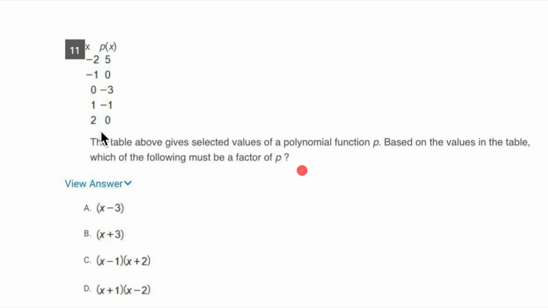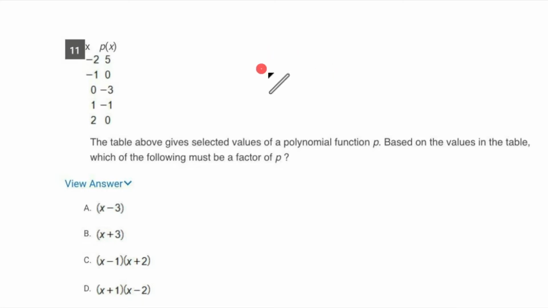So this is a table of values. It says the table above gives selected values of a polynomial function. Based on the values in the table, which of the following must be a factor of p? Anytime you have a polynomial function, the place where it crosses the x-axis are called the zeros and also the factors. So I'm going to work forward and backwards on this one.